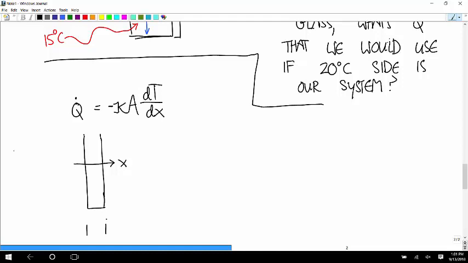This distance is 0.02 meters. And we need a way, so I'm going to call this my zero position. If the thickness of the glass is 2 centimeters, then this has to be positive 0.02.